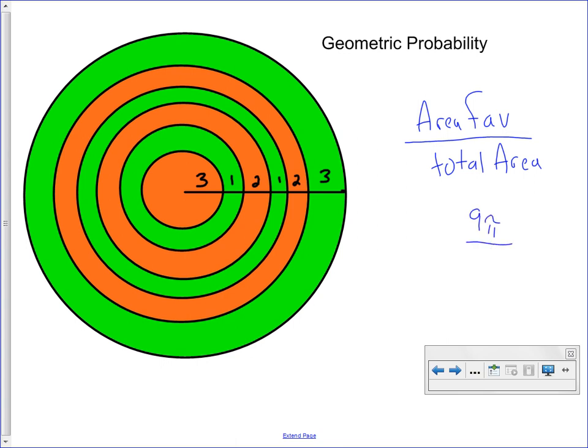What is the large shape? It's still a circle. And you have to add. What is 3 plus 1 plus 2 plus 1 plus 2 plus 3? 12. What's the area? 144 pi. So probability is the favorable region divided by total area.